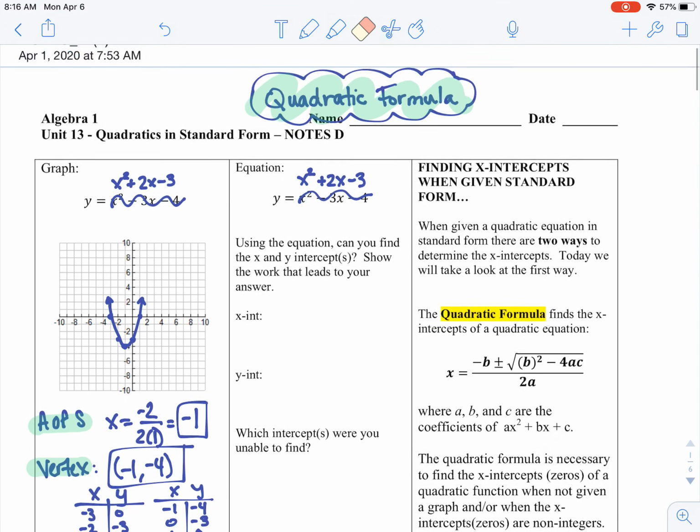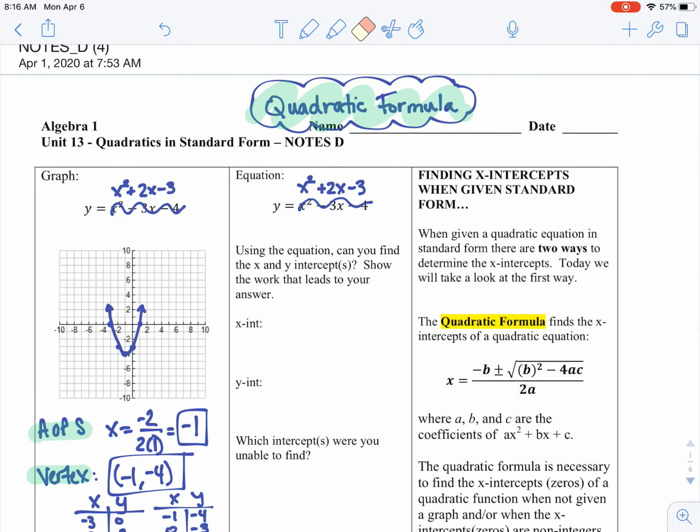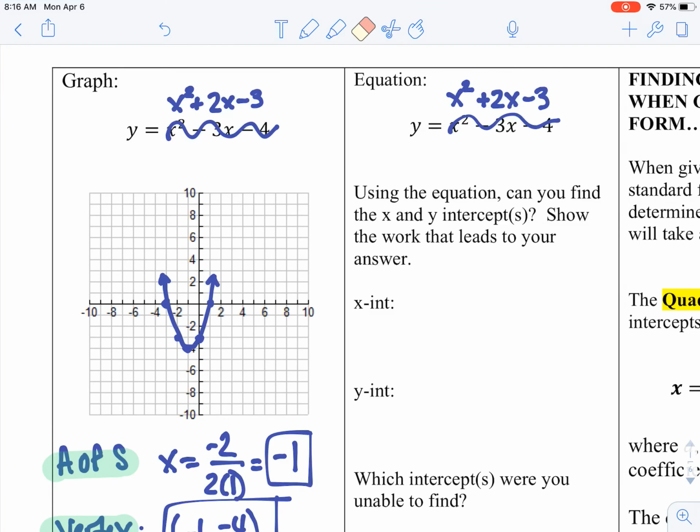All right, we are on notes D of the quadratic formula. In notes D, when we look at the first column, the graph here, I've completed this already because we've done this multiple times in notes B and notes C.